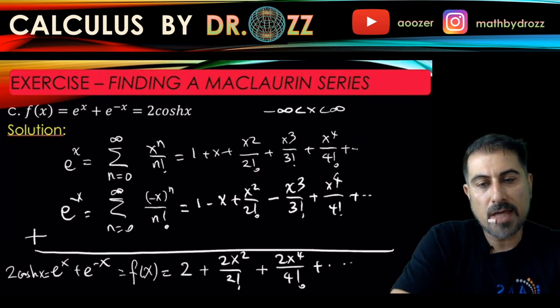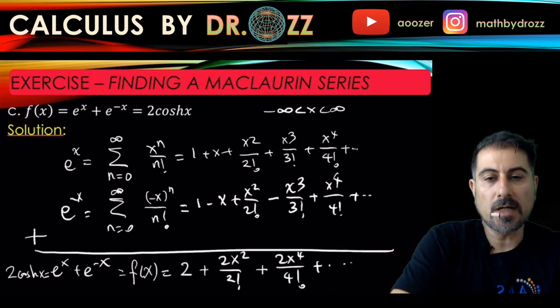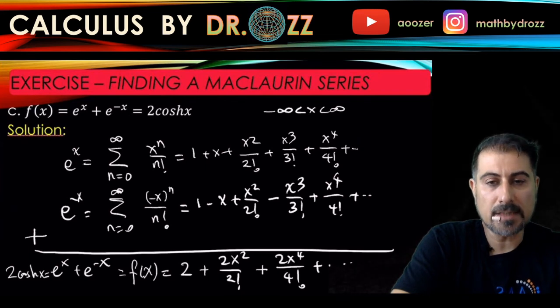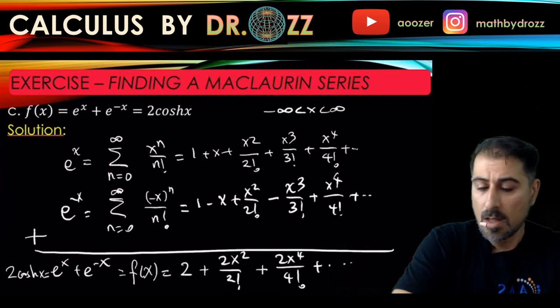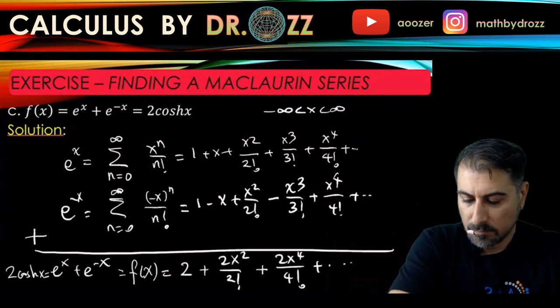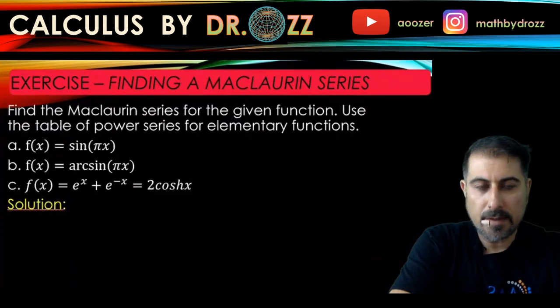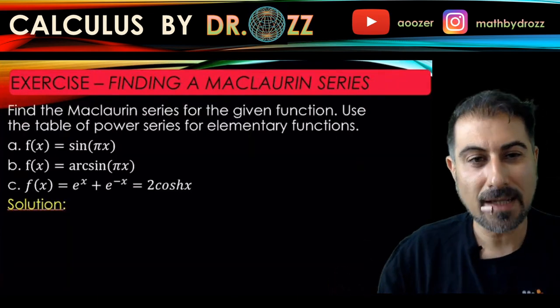So now we have the MacLaurin expansion of 2 cosine hyperbolic x, written in terms of the summation of e to the x and e to the minus x and their power series. Okay. All right, so I think that ends part C, and therefore the video ends.